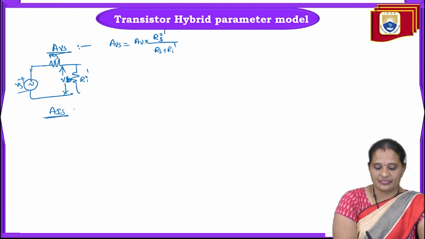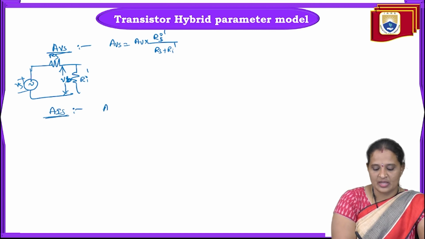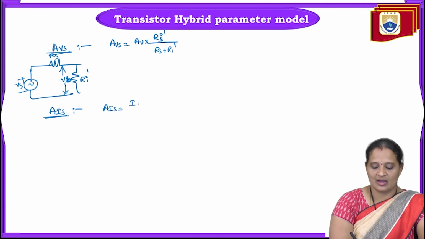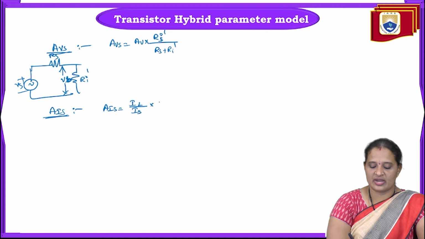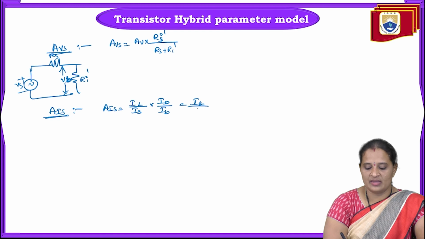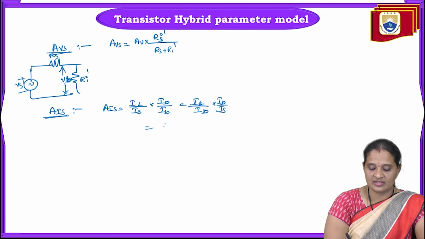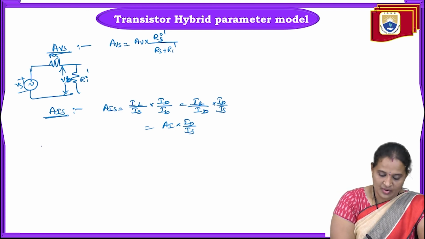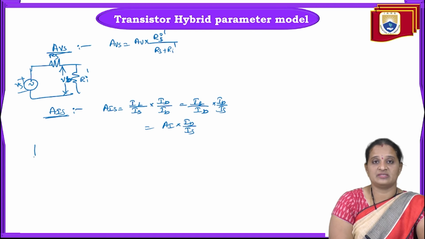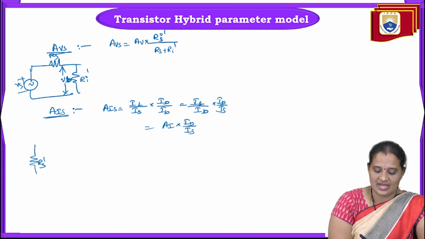And then AIS. So AIS, so what we need to do? AIS is equal to IL by IS. So we can also multiply and divide this one by IB. So IL by IB into IB by IS. So where I can write this IL by IB as AI into IB by IS. So here now what happens if I am converting the voltage source into current source? That means if I am replacing the input circuit with a Norton's equivalent circuit, this one is nothing but Rs dash, and here this one is nothing but Ri.